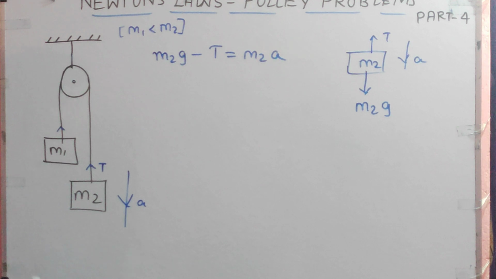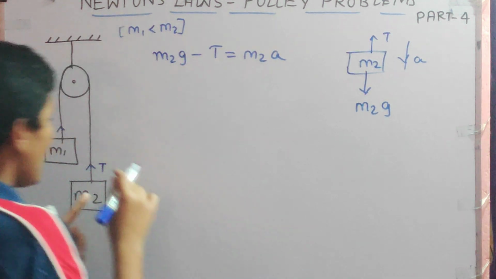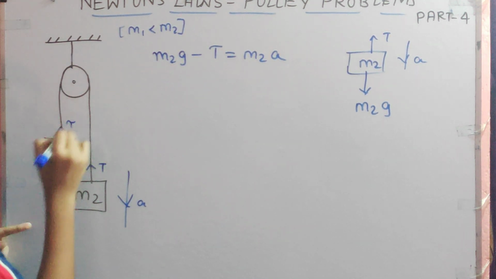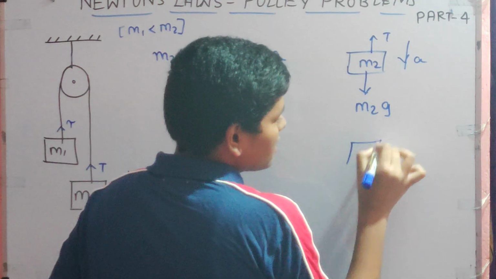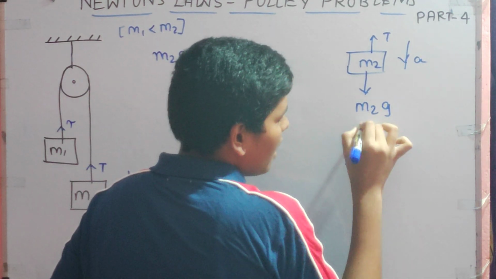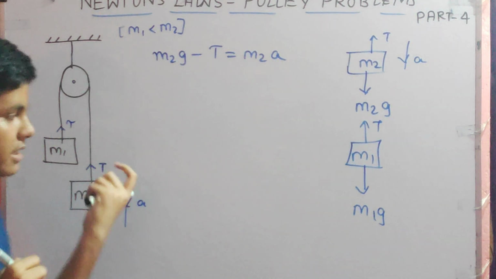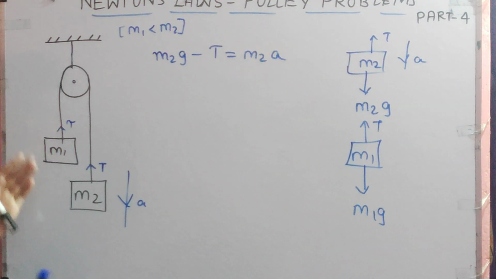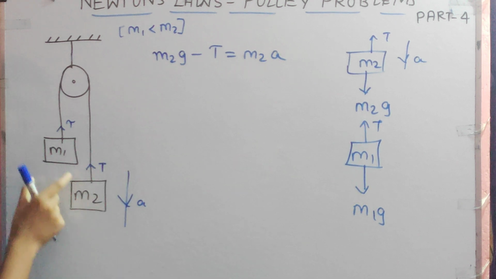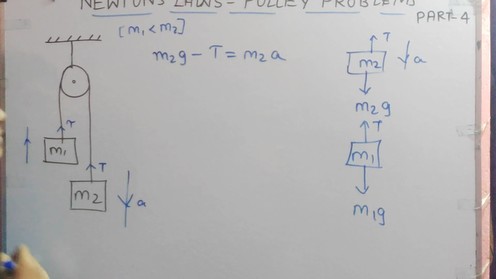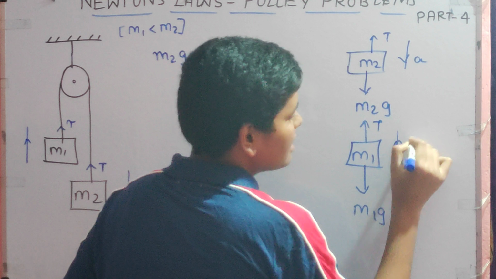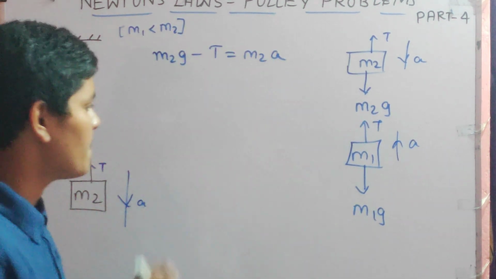Now similarly draw the free body diagram for M1. As the string is the same, the tension will also be the same. This is the block M1. Above there is tension T and down there is M1G. Is there any other force? No. Now in this case, the M2 block is moving downwards, so the M1 block will move upwards with the same acceleration A.